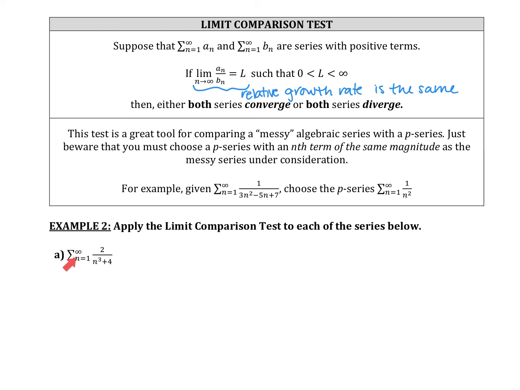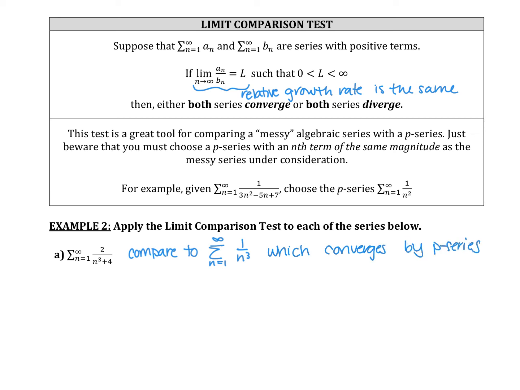This first example says that we're going to take the sum from n equals 1 to infinity of 2 over n cubed plus 4. Now, this is not too messy of a problem, and I could do a direct comparison here, but I'm going to show you what the limit comparison looks like. So let's compare this one to the series from n equals 1 to infinity of 1 over n cubed. We know about that one. Tell me what we know about this series. Well, we know this series right here converges. Why? We know it converges because of the p-series test.